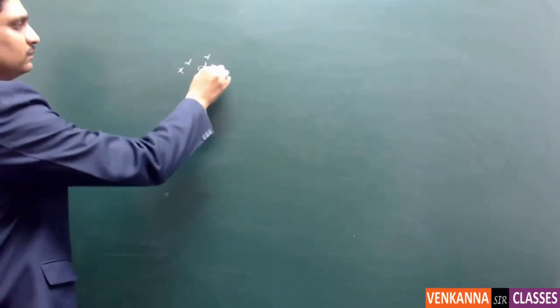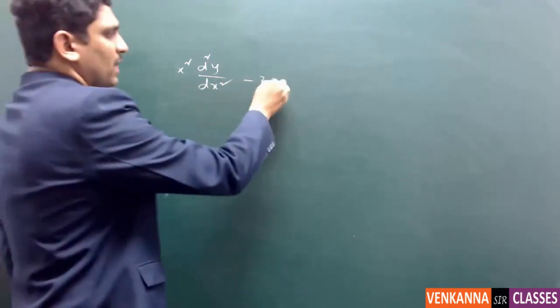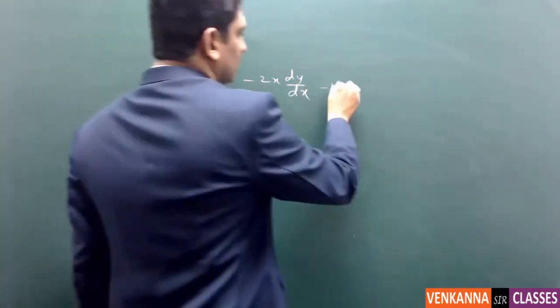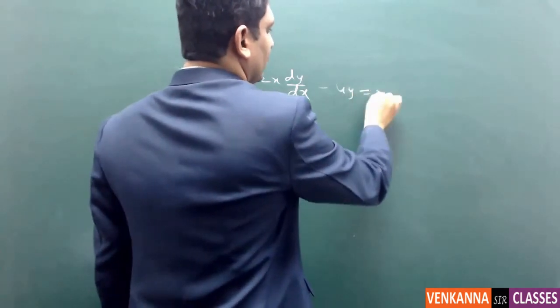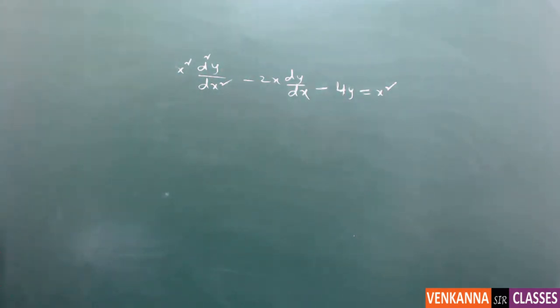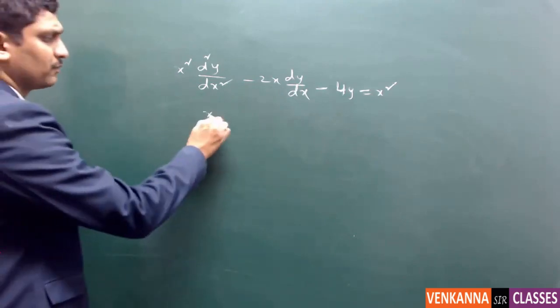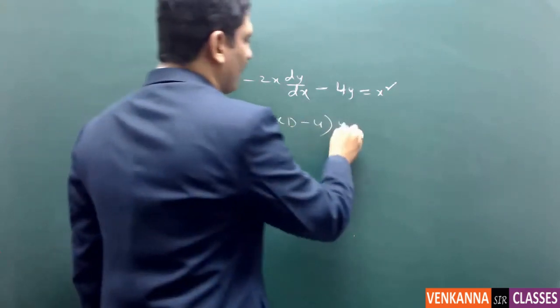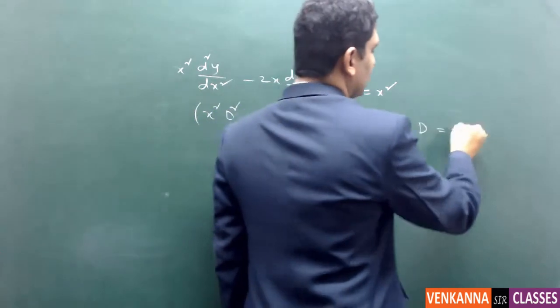So let us take the problem. x square d square y by dx square minus 2x dy by dx, and then minus 4y equal to x square. Please take a note of that. If you write the operator form for this problem, it is x square d square minus 2xd minus 4 of y is equal to x square, where d stands for d by dx.